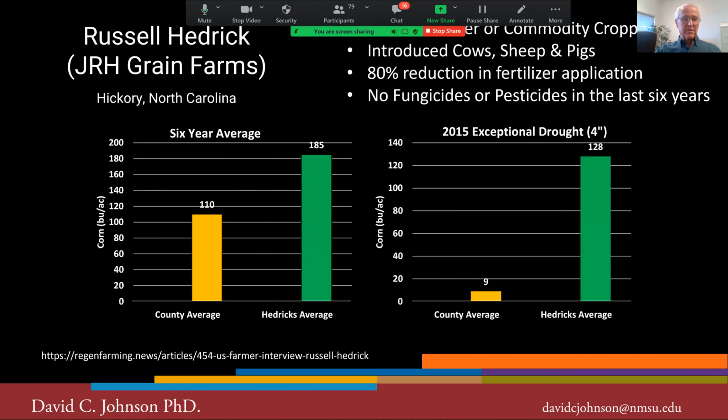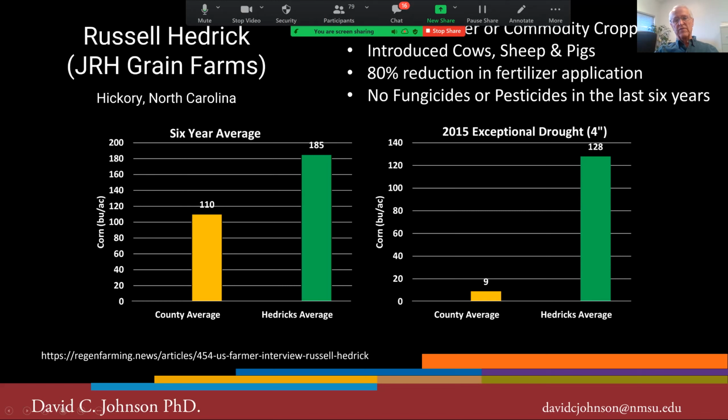This is Russell Hedrick, North Carolina. He's a corn farmer doing commodity cropping. He's introduced cows and sheep and pigs into the operation, plus cover crops. He's seen an 80% reduction in fertilizer application and no fungicides or pesticides in the last 6 years. His 6-year average is 185 bushels of corn compared to the county average of 110.